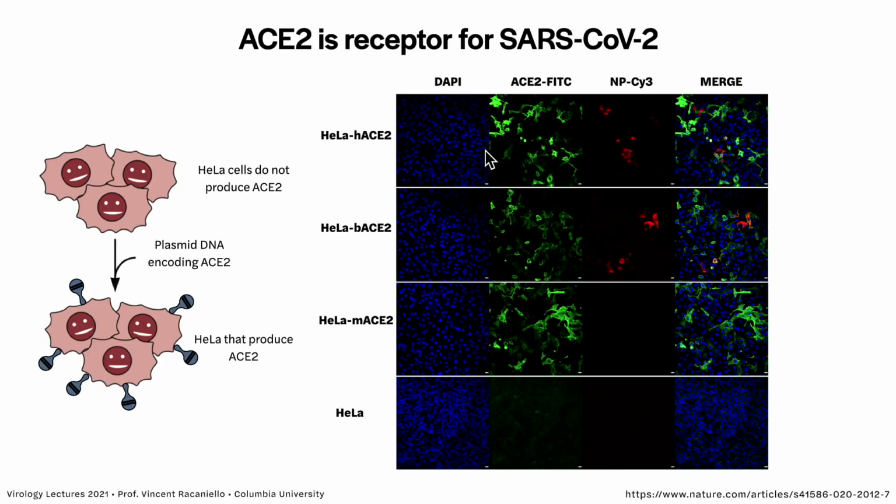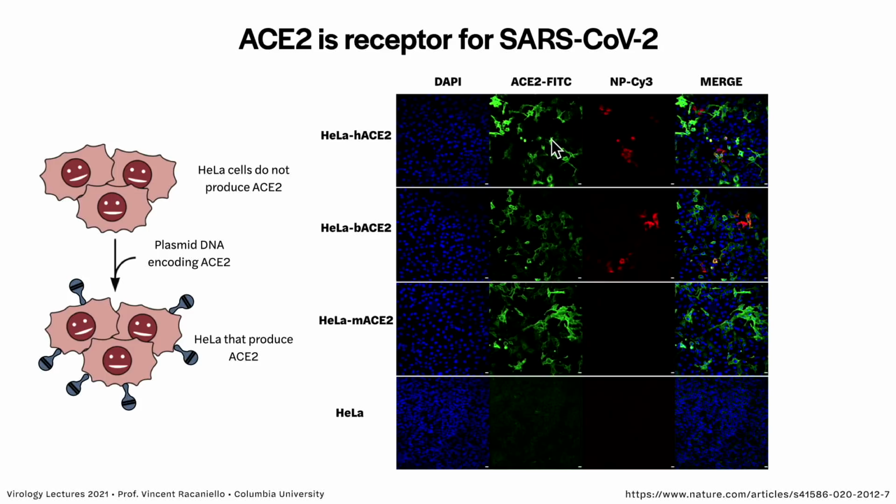We stain with DAPI, which just stains the nucleus, so we can see that we have cells there. And then we stain with an antibody to ACE2, and it's labeled with FITC, which fluoresces green in UV light. So you can see your cells are making ACE2. Some of them, not all of them, obviously.